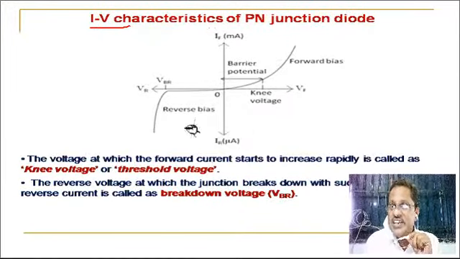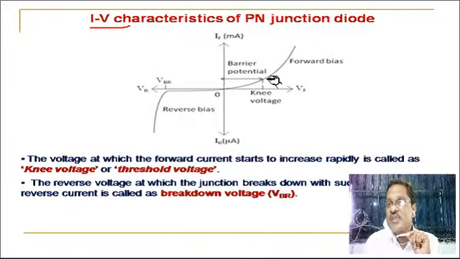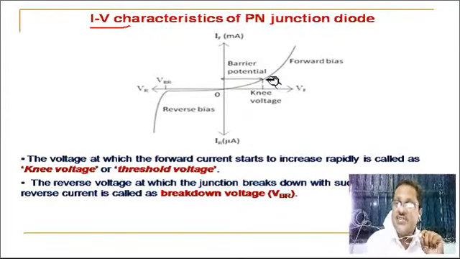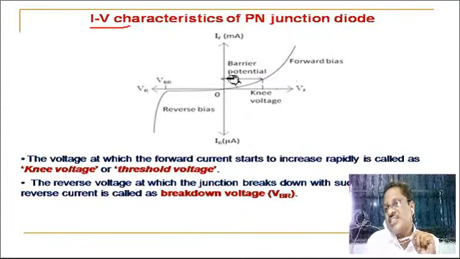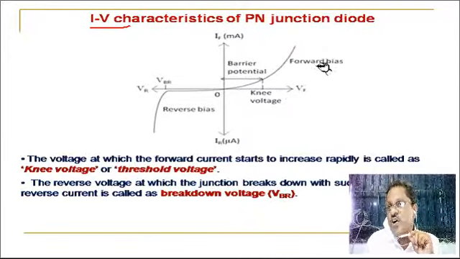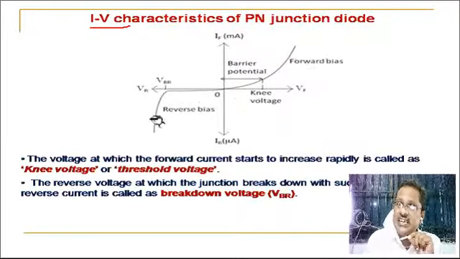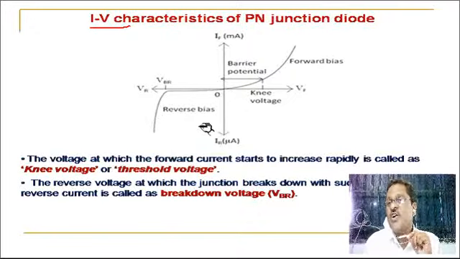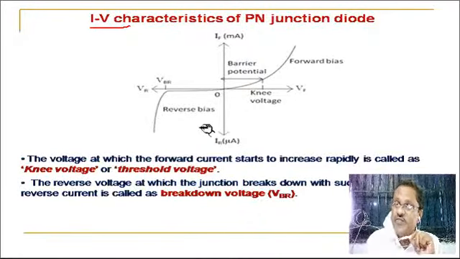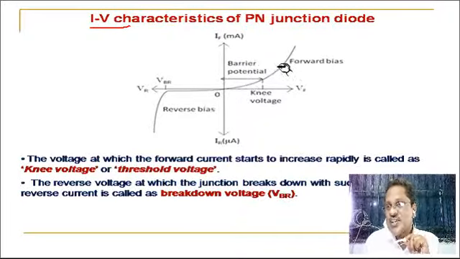Now this figure shows the IV characteristics of PN junction during forward bias condition as well as reverse bias condition. Now if we consider the first quadrant of this graph, it represents the forward biasing of the PN junction, and the third quadrant of this graph represents the reverse biasing of the PN junction. First we will discuss this forward biasing.